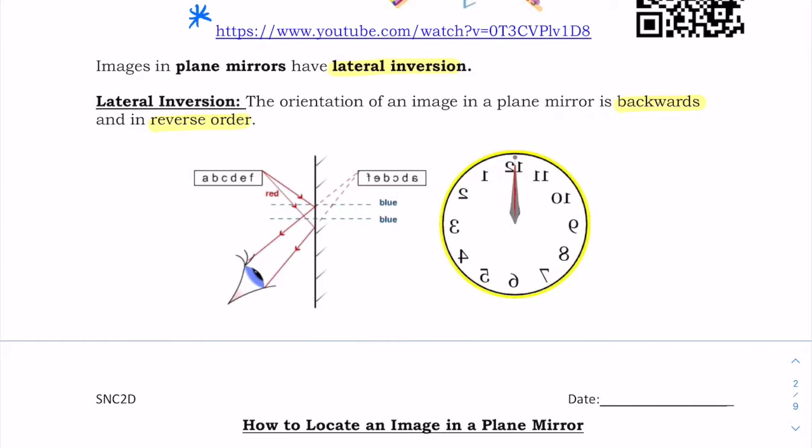So if you have the letters A, B, C, D, E, F as the object, then for the image, the letters are in reverse order. So instead of A, B, C, D, E, F, it's F, E, D, C, B, A. But not only are they in reverse order, they're also backwards. And the same is true for this clock. So let's say that this clock is an image. I guess the original clock would look like this.